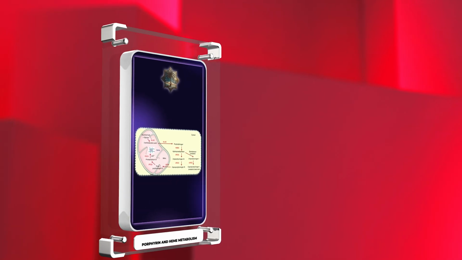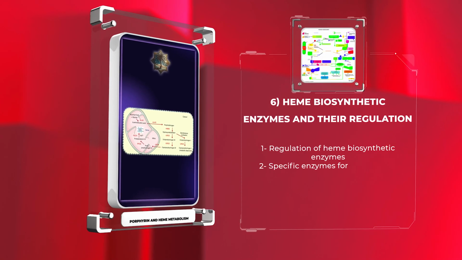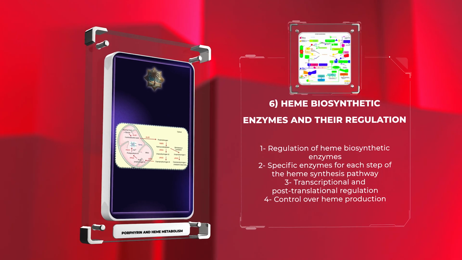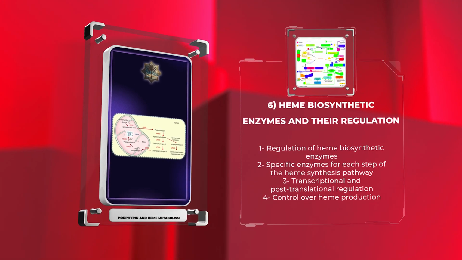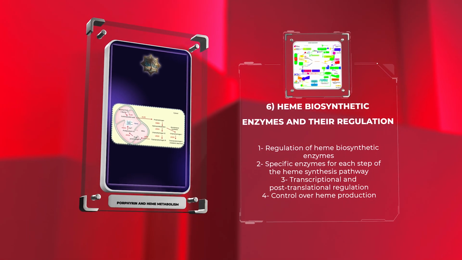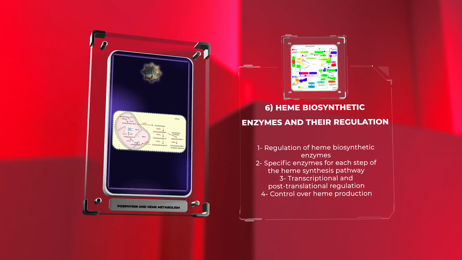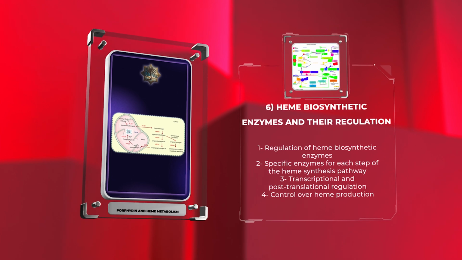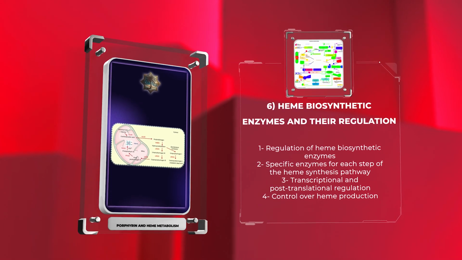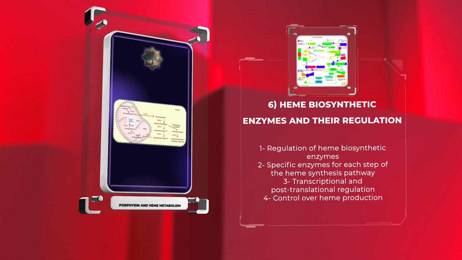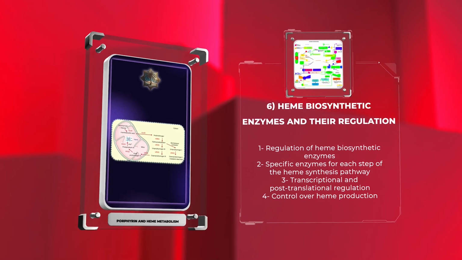Diving deeper into the world of heme metabolism, we explore the intricate regulation of heme biosynthetic enzymes. Each step of the heme synthesis pathway is regulated by a specific enzyme, and alterations in these enzymes can have significant implications for heme production. The regulation of heme biosynthetic enzymes occurs at both transcriptional and post-translational levels, ensuring fine-tuned control over heme synthesis.